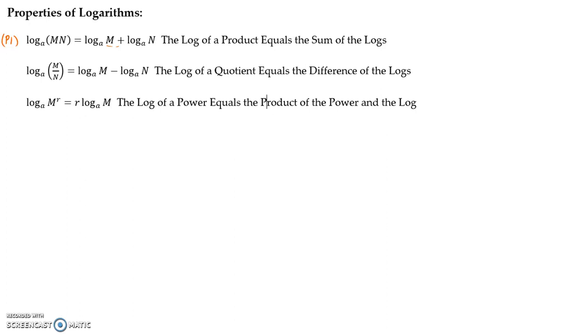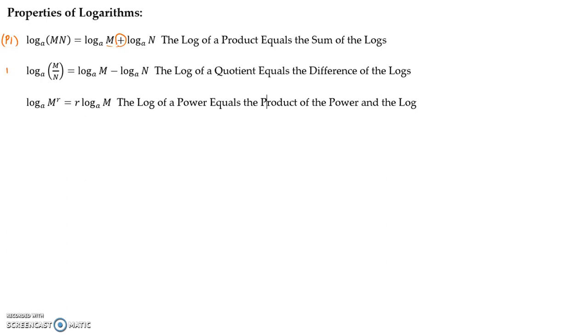And this property works going both directions. So you can either use it left to right and take a log and break things apart, or if you had a sum of two logs where they had the same base, you could combine them into one using multiplication.